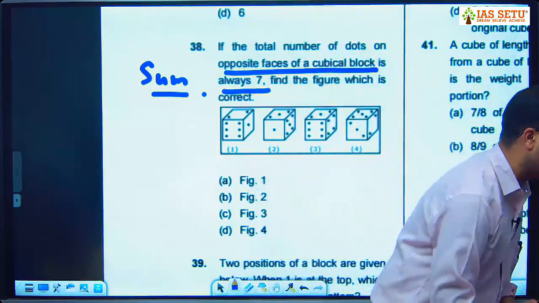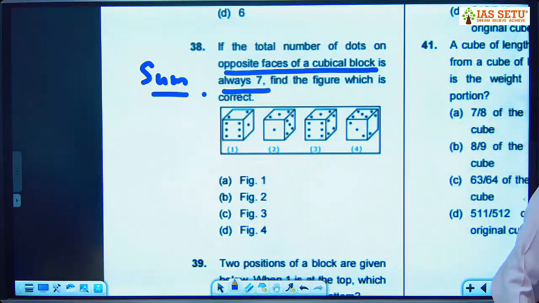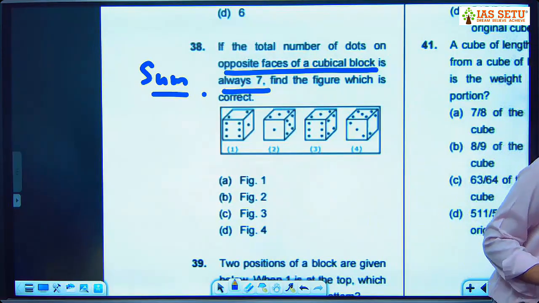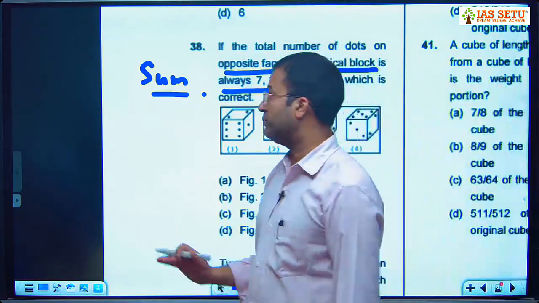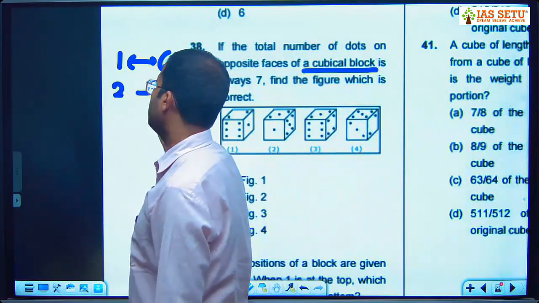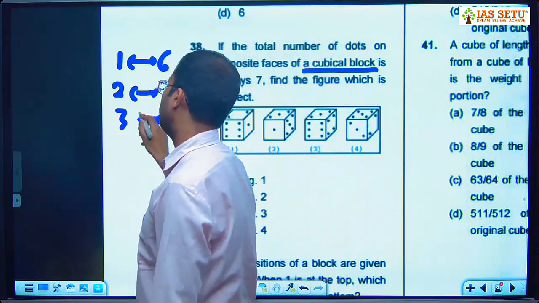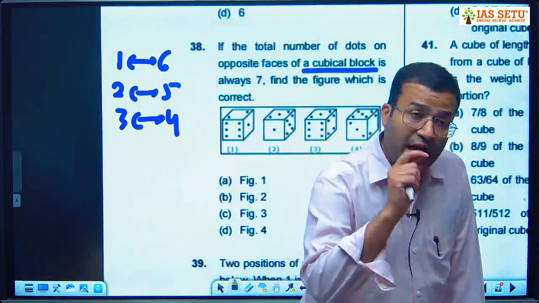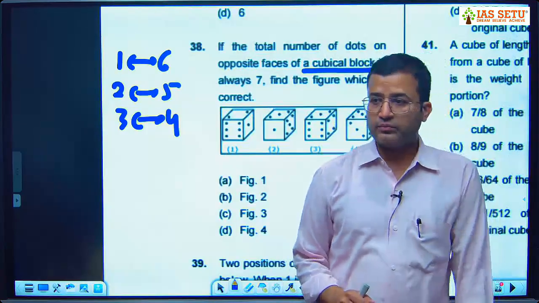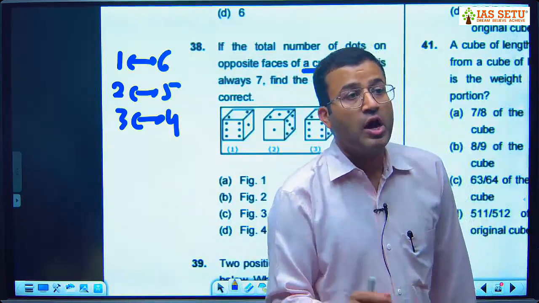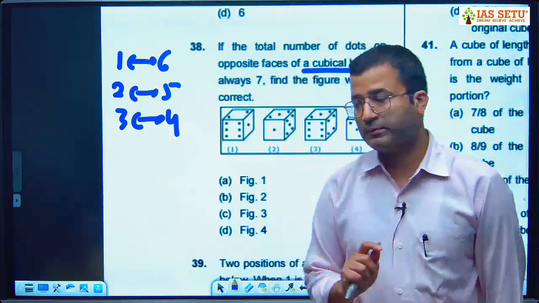See here, question is total number of dots on opposite faces always 7 means sum of the number of dots has to be 7. It is only possible when we have 1 and 6 opposite, 2 and 5 opposite, 3 and 4 opposite. Opposite of 1 has to be 6. No other option. Opposite of 2 has to be 5. Opposite of 3 has to be 4.